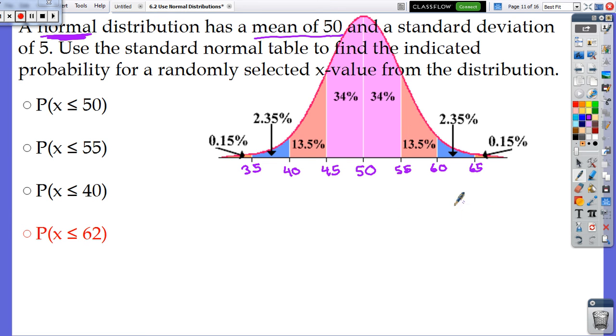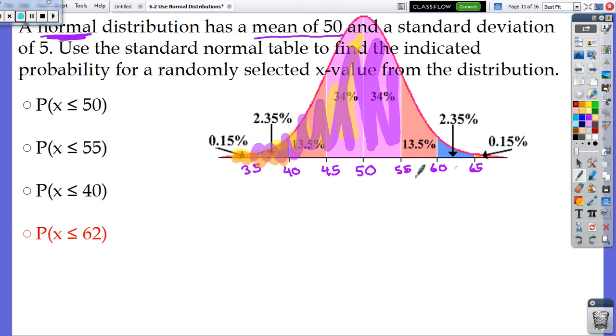All right, so when they came to ask us our questions, like this one said, what's the probability that X was less than or equal to 50? Well, it was easy. We just went to where 50 was right there, and we know that we're looking at all this right here, right? So we would add up all those percentages. And when it asked about 55, well, that was easy too. We just went to 55, and this is less than, so we just add up all the percentages that were less than 55. And then same thing for the 40. We just went to 40, which was here, and we add up all those less than 40.